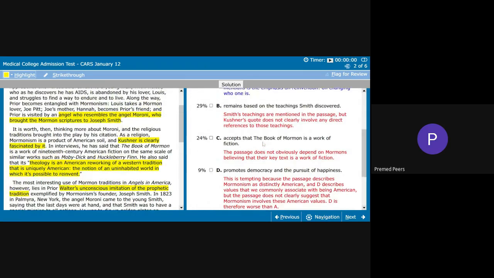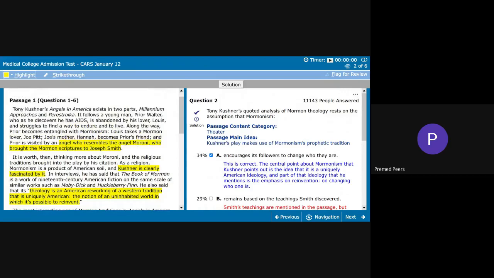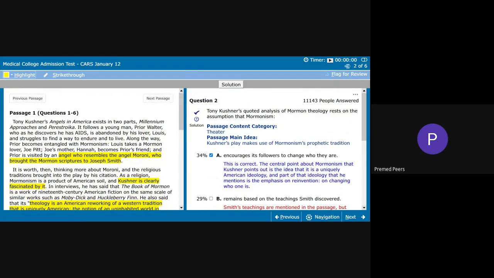Just a reminder to always put aside whatever biases or knowledge you may have beforehand. You always want to come into CARS as a clean slate, because that's how they try to trip you up. So any questions over this?